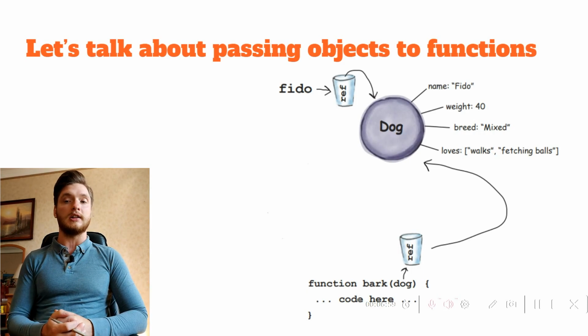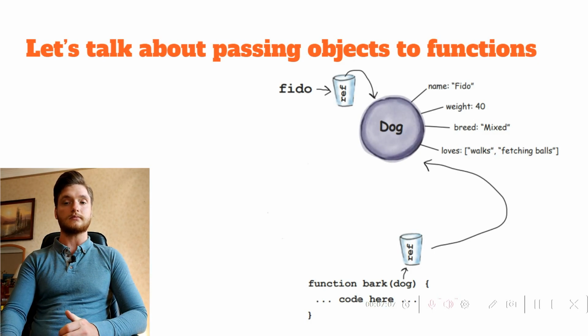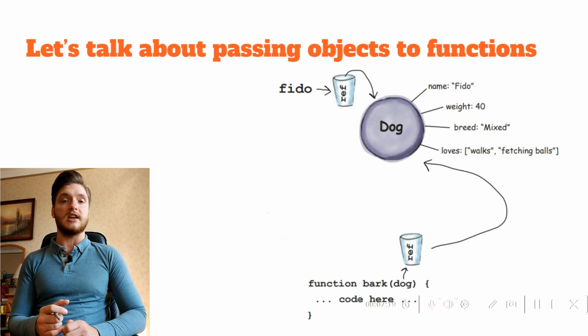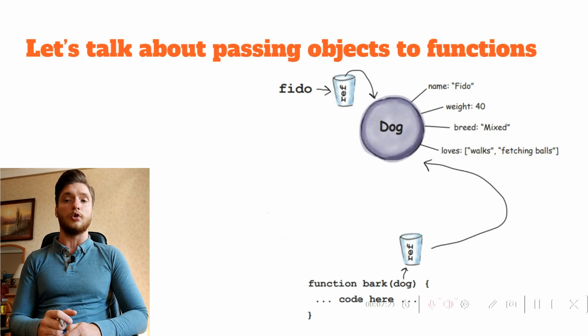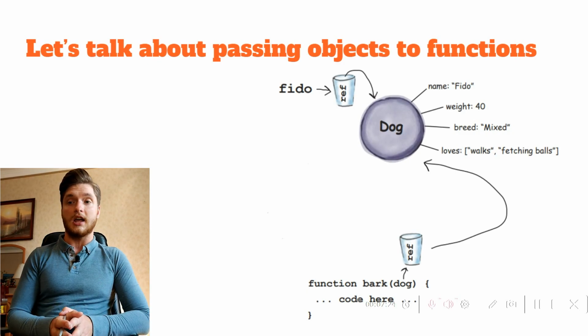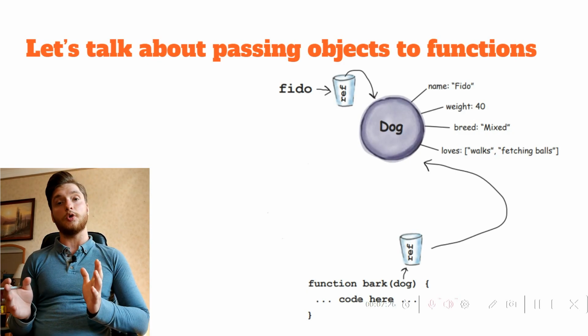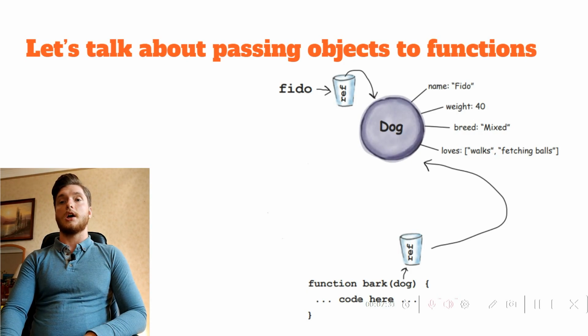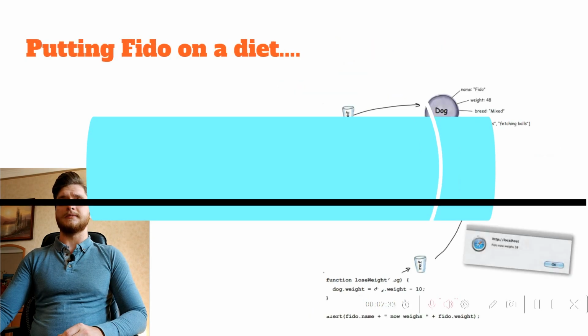When we call bark and pass it feeder as an argument, we get a copy of the reference to the dog object. So what does this all mean? Well, when you change a property of the object, you're changing the property in the original object, not a copy, and so you'll see all the changes you make to an object within and outside of your function. Let's step through an example using a lose-weight function for dogs. Putting feeder on a diet.